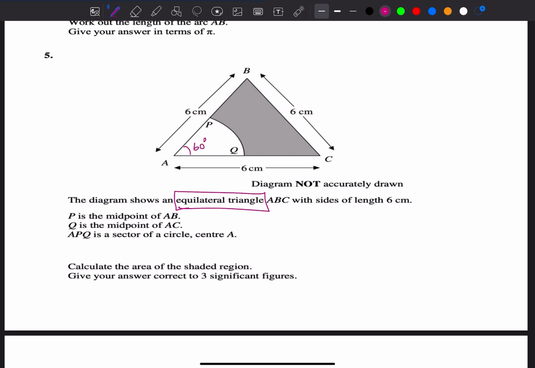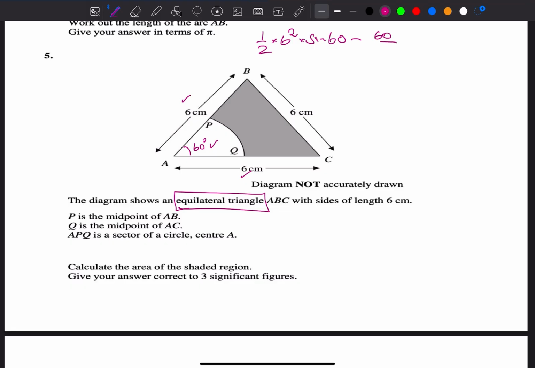So if that's 60 degrees, you can do the area of the triangle take away the area of the sector. What is the area of the triangle? Because this is your triangle, if that is your angle, then these two are your sides. Half ab sine C, so that's half times 6 times 6, 6 squared, times sine 60. Take away the area of the sector, 60 over 360 times pi times radius. What is the radius? They said P is the midpoint of AB, so P to here is 3. That's also 3 then. Pi r squared is pi times 3 squared.